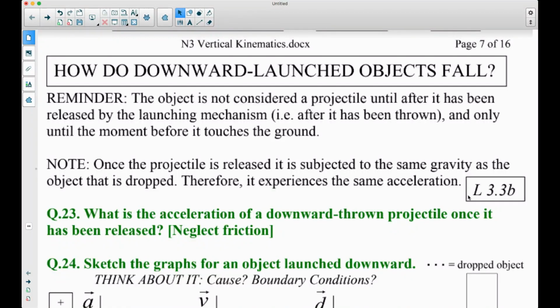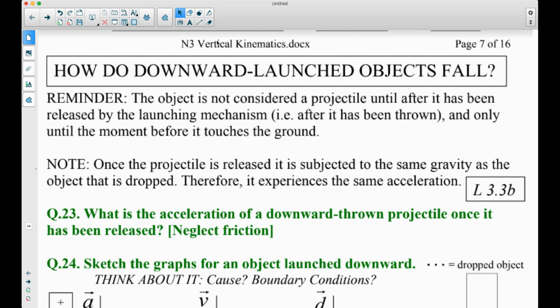Boom! All right, let's get after it. Good morning or afternoon, physics class. All right, y'all. Downward launched objects, the throwdown. Time for the throwdown. Don't video this, it might get us in trouble because we're going to be throwing down.